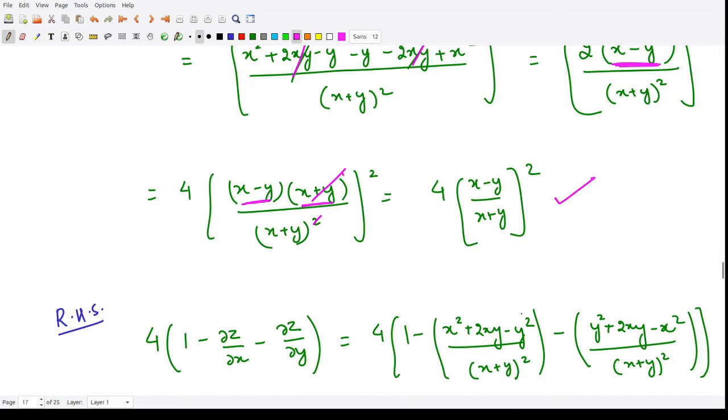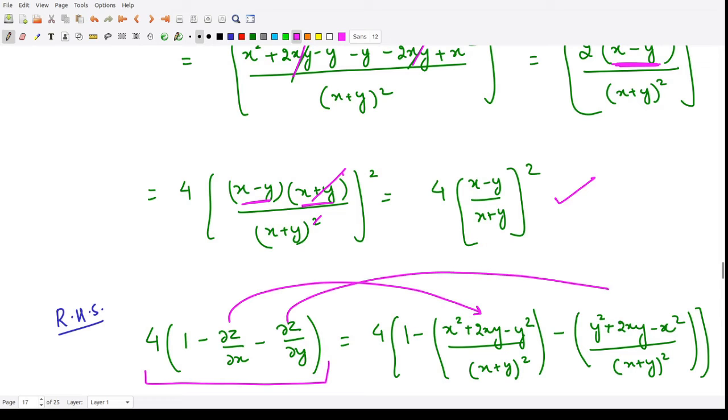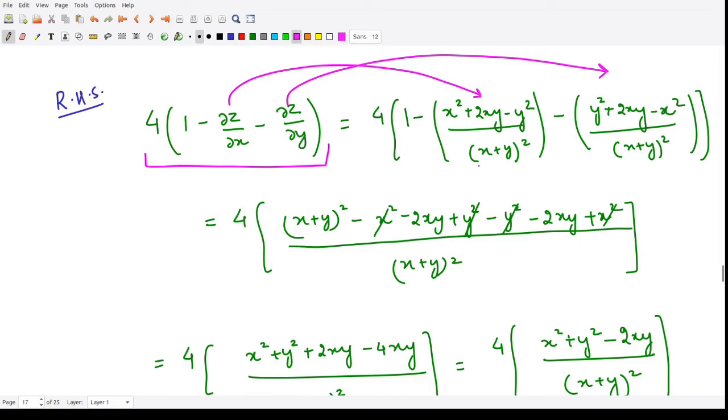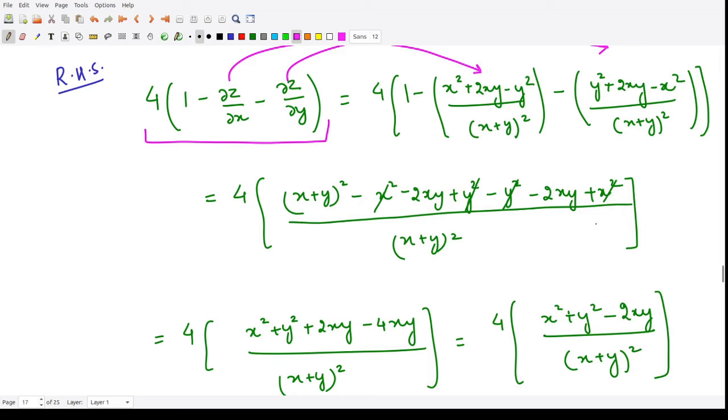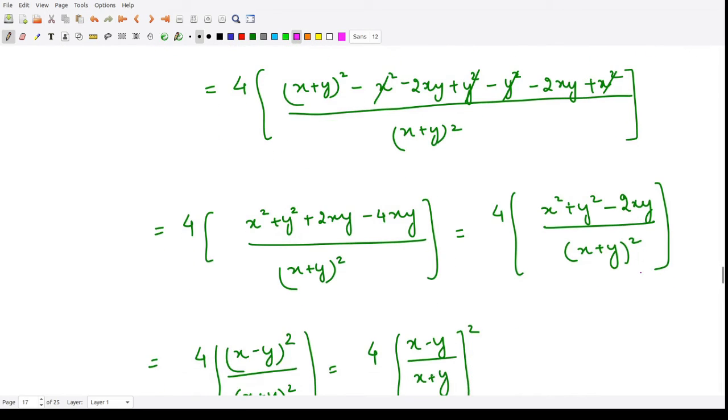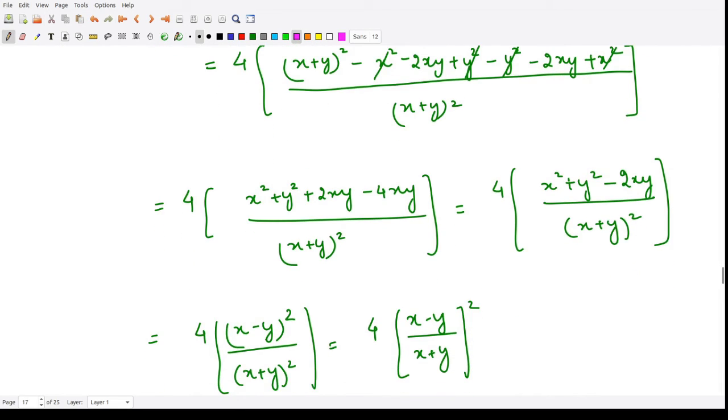Now for the right hand side, because this term was there, we just substituted the value of del z upon del x and del z upon del y, and then we have simplified the terms. So here you could take the LCM and solve this a little bit, some of the terms get cancelled out, and finally you see we are left with x square plus y square minus 2xy. What is this quantity? This becomes x minus y whole square. So you could write this to be this term.